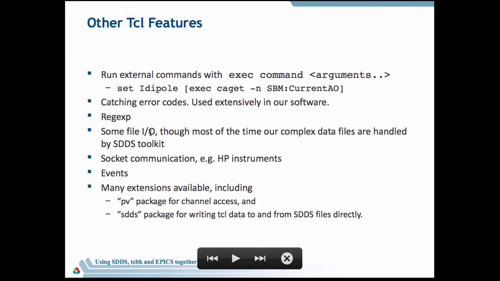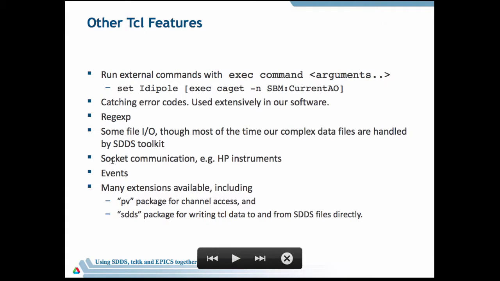There is some file input-output in tcl. We use some of it only for the simplest of cases. When we deal with complex data files, we use SDDS toolkits. And the tcl variables themselves don't touch the data. We just read a file name, we transform it using an SDDS toolkit, and get another output file, and send it to the network file system.